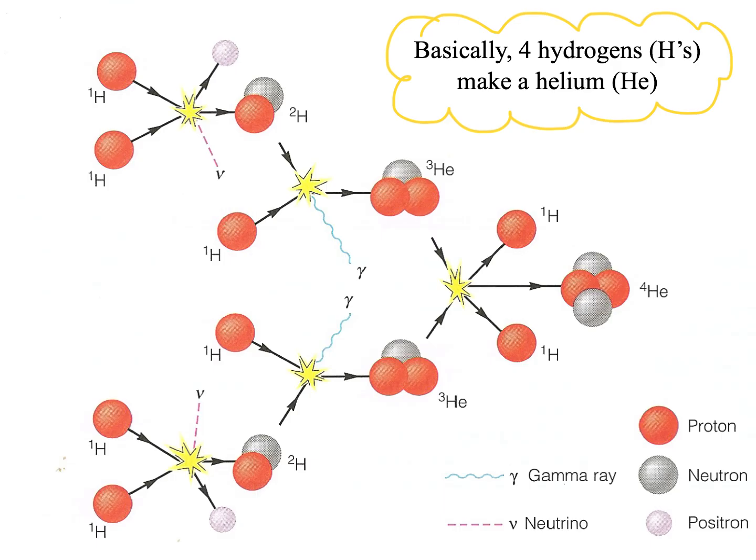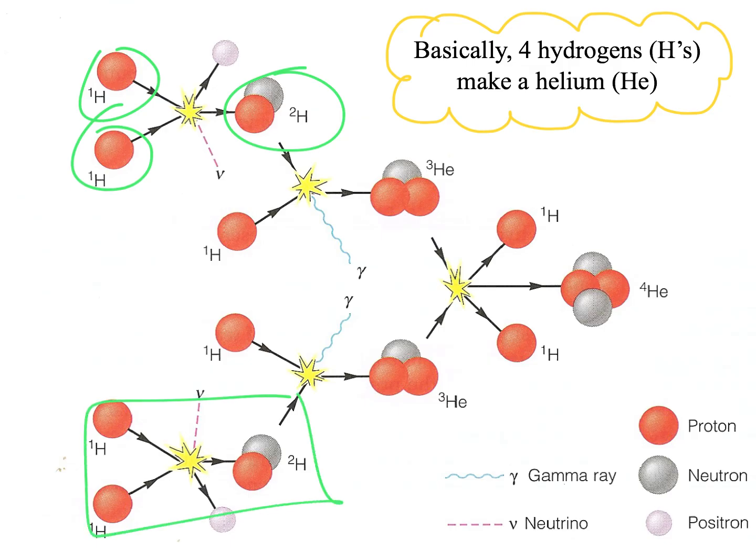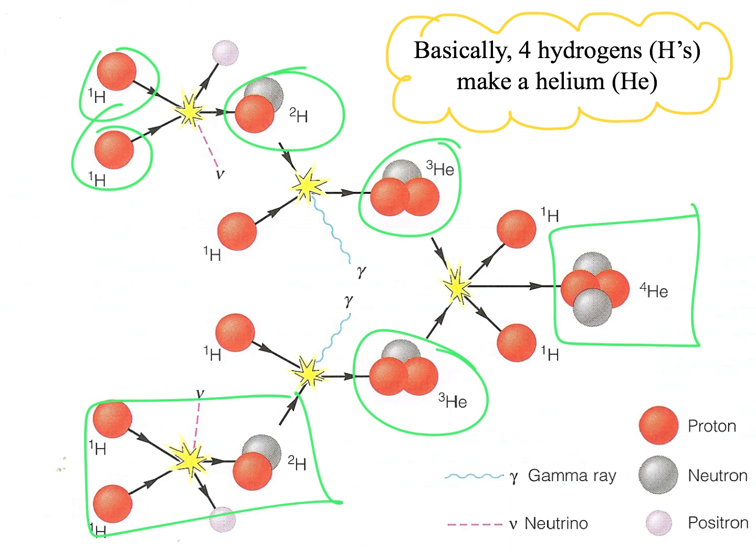Here is another image. At the top, 2 hydrogens, each with mass 1, combine to make a hydrogen with a mass of 2. That's the deuterium atom. The same process happens again here. Then the chain continues, adding another hydrogen to make a helium with mass 3, and then finally, the final hydrogen makes helium-4, which is a normal helium atom. The main thing you need to know is basically that it takes 4 hydrogens to make a helium.